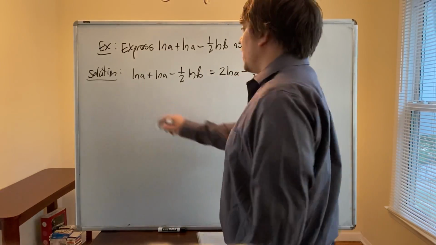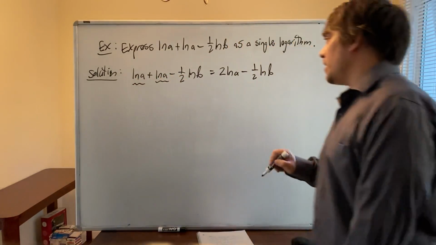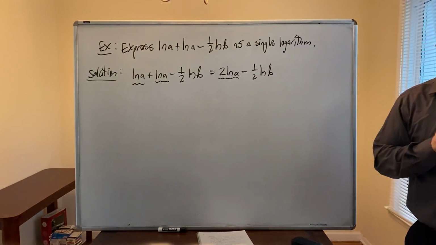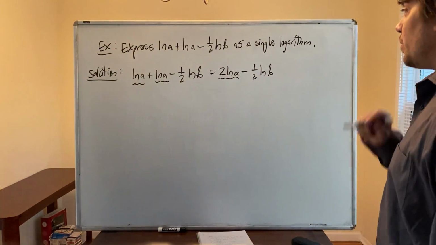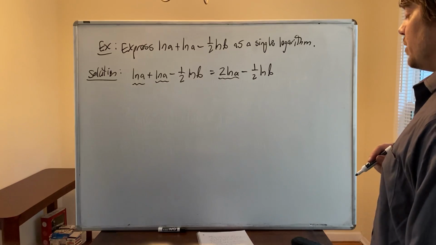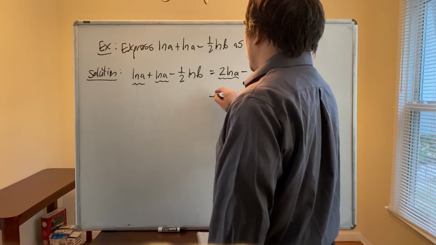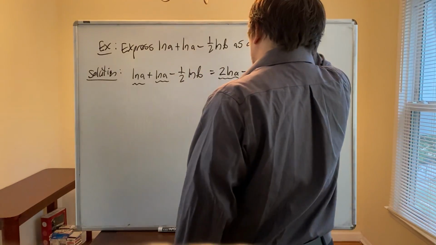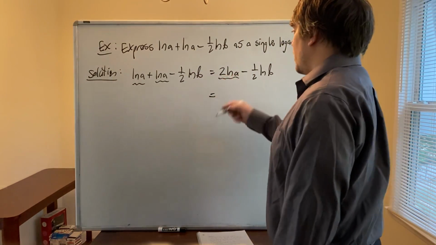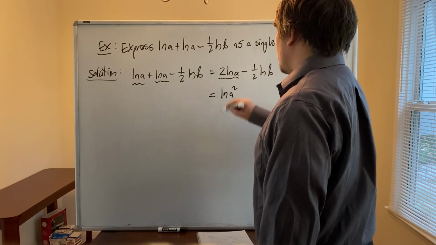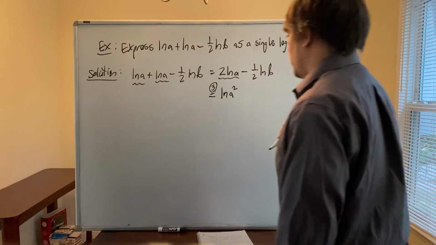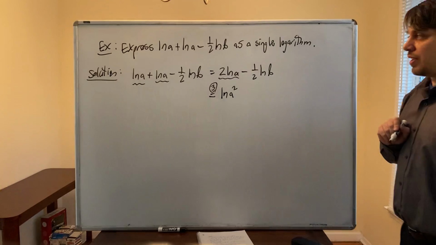So I just combined the ln of A and ln of A to get 2 ln of A. Right? Okay. So that's equal to 2 ln A minus 1/2 ln B. Okay, now that's just algebra. Now here, what I'm going to do is express 2 ln of A as ln of A squared by the 3rd law of logarithms. I'm going to go in the opposite direction.